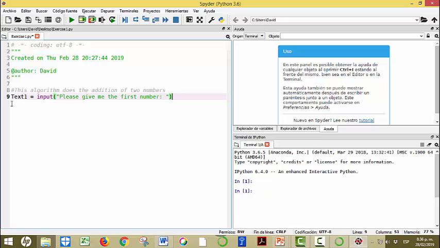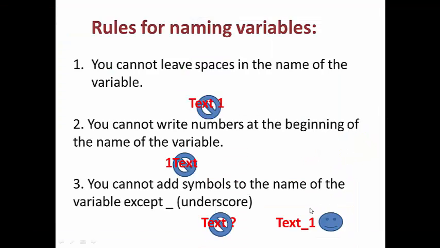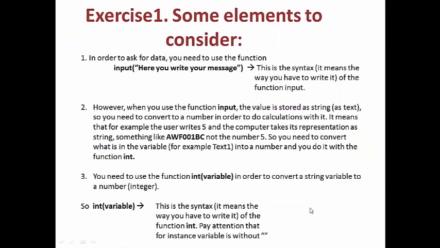So, but maybe you ask yourself, okay, but why text 1 if we are talking about numbers? Why text 1 and not number 1, for example? Okay, so let's see something about the command or the function input. Let's see something about this. So, first of all, in order to ask for data, for information, you need to use the function input.